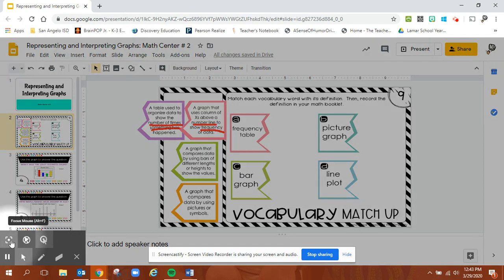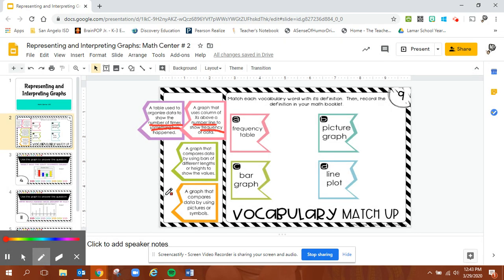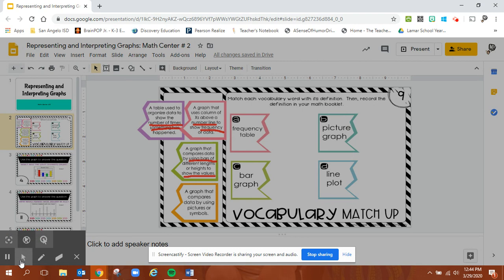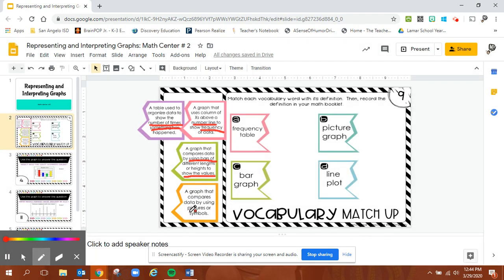All right, looking at our next vocabulary word and definition. The definition is the graph that compares data by using bars of different lengths or heights to show the values. The important information we need to remember here is using bars of different lengths and heights to show the values. Okay, that's going to be your clue to which vocabulary word that is. And our final definition is the graph that compares data using pictures or symbols. So our clue there is pictures or symbols. Okay?